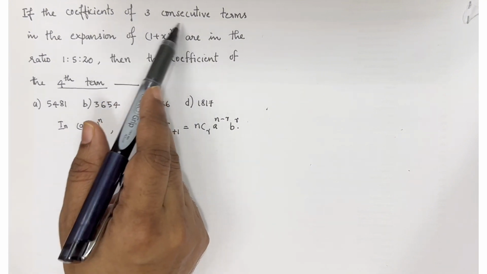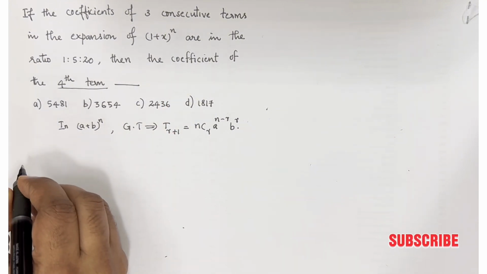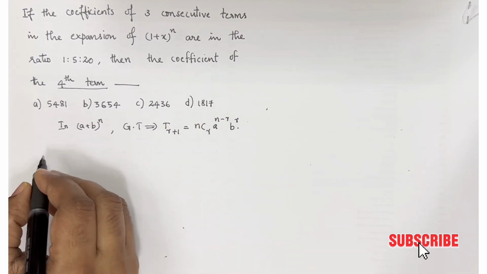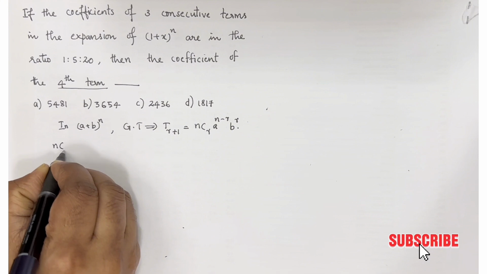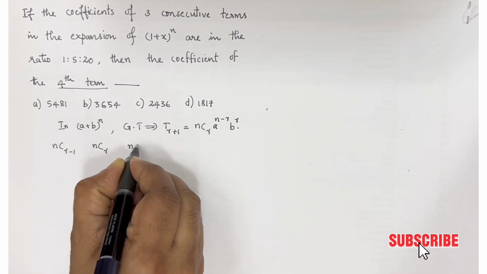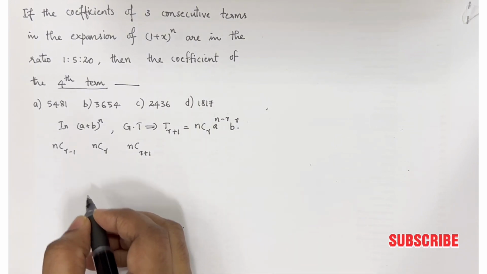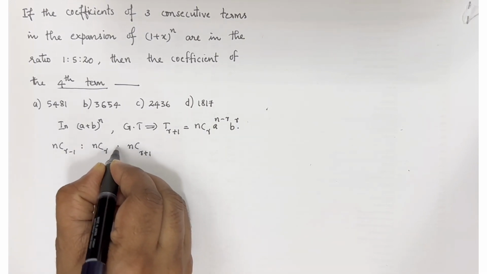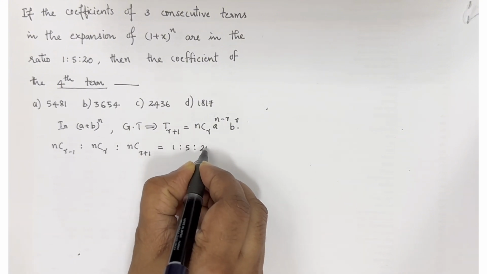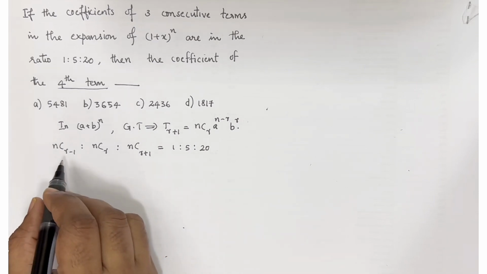In the question you can see the coefficients of 3 consecutive terms are given in the ratio 1:5:20. So let's take the 3 coefficients as: the first coefficient nC(r-1), the second one nCr, and the third coefficient nC(r+1). Given that these coefficients are in the ratio 1:5:20. Now simplify this ratio.